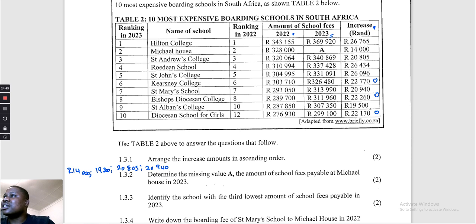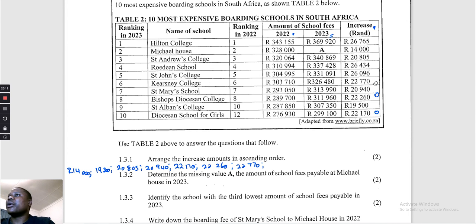Which one is the lowest? So the lowest here, I think, is 22,170. So this will be followed by 22,170, and this will also be followed by 22,260, and this will be followed by 22,770. And then what will be the next number there? Now I am just gonna remove that.